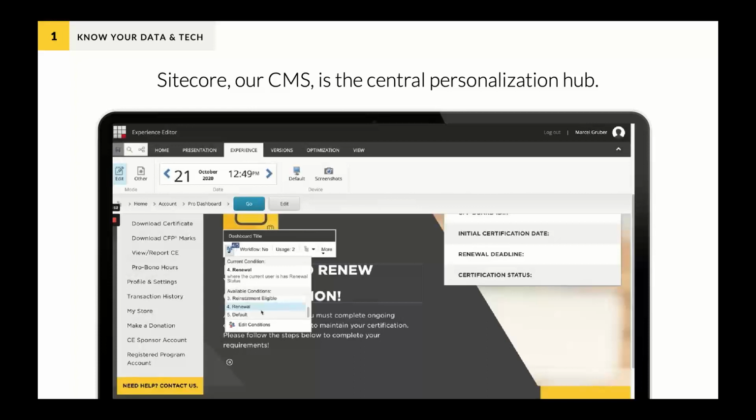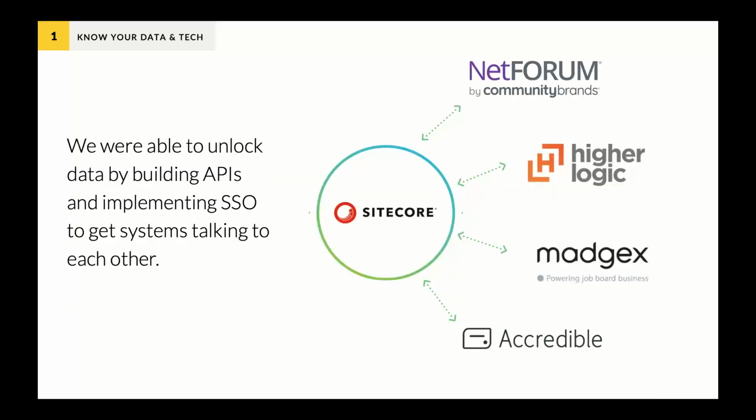It's also important to consider early on your larger digital ecosystem. CFP Board, for example, their space goes beyond just Sitecore and NetForum, even though those were the two core pieces. There's a candidate forum that lives in Higher Logic, a job board through Magix, and digital certificates through Credible. So in addition to building an API to get Sitecore and NetForum talking, we also implemented SSO, or single sign-on, for a variety of systems. This really allows your visitors to seamlessly transition across platforms without being prompted to sign in again and again, or sign out. And Jeff can speak to this even more.